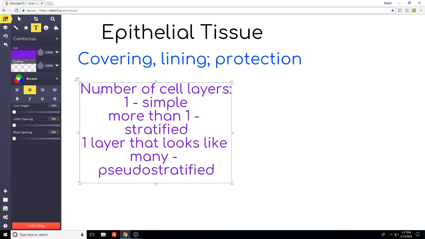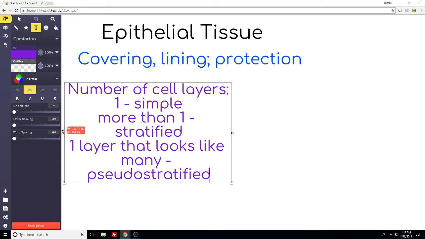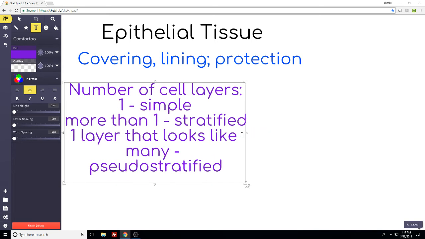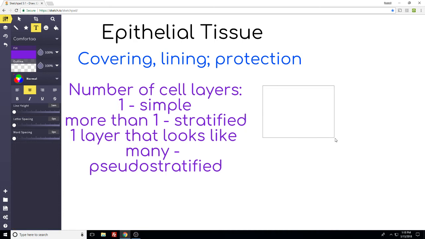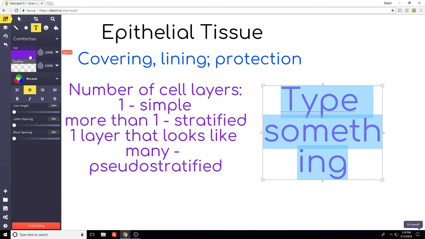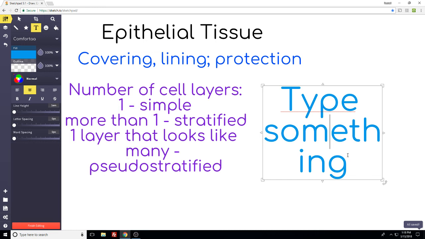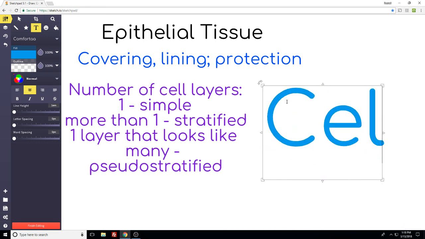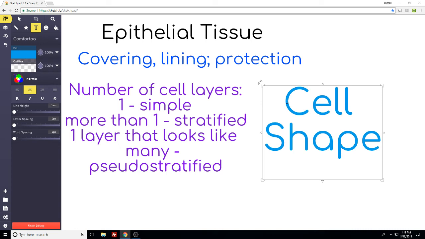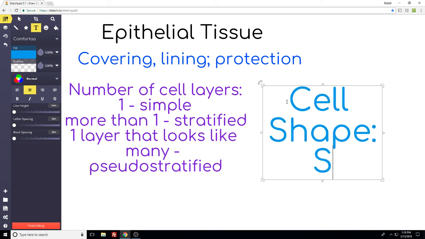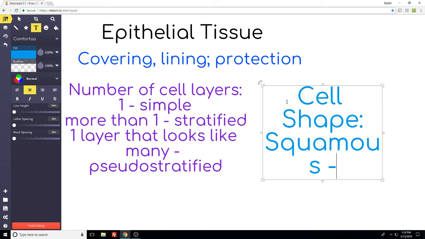So those are going to be our options. You can have one layer that we call simple epithelial tissue. You can have more than one layer, we would call that stratified. Or you can have one layer that actually looks like many, and that would be our pseudostratified tissue type. So those are going to be one set of terms we need to know: simple, stratified, and pseudostratified. The other term that we use for epithelial tissue is going to be based off of cell shape. And our options here are going to be squamous, which is probably the weirdest of them.